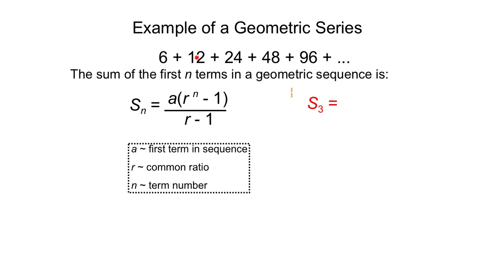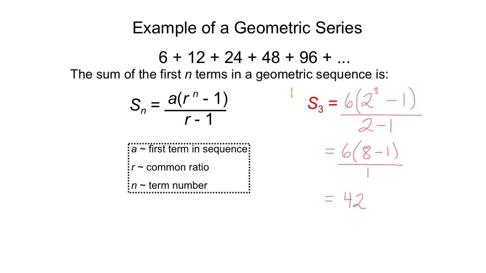Well, I could do 6 plus 12 plus 24, but I'll use this formula and show you that we get the same thing. So A is 6, r is the common ratio, it's 2 because we multiply each term by 2. N is the term number. I want to find the sum of the first three terms, so n is 3. And I plug in my numbers, follow BEDMAS, and I end up with 42. And that's the same thing I would have gotten if I just did 6 plus 12 plus 24. So just wanted to show you this formula works for a geometric series.